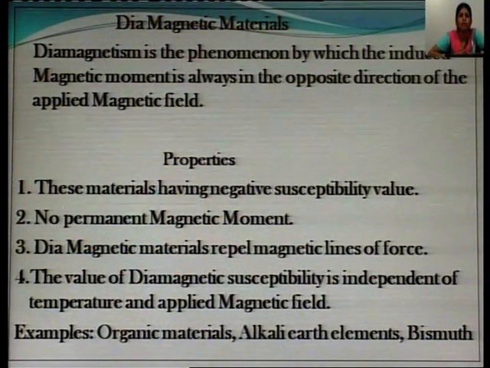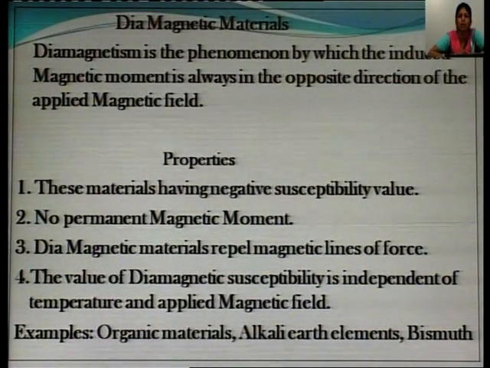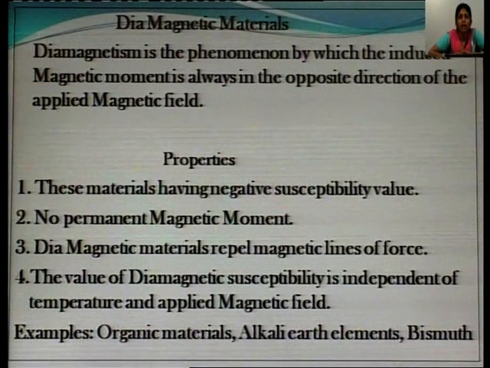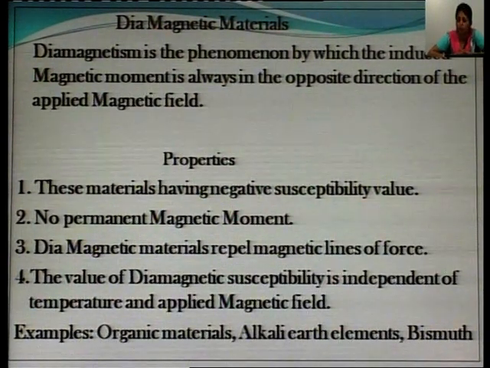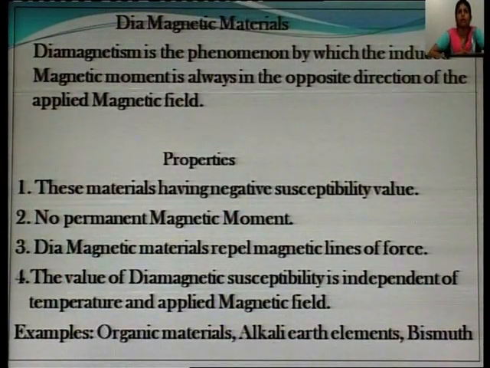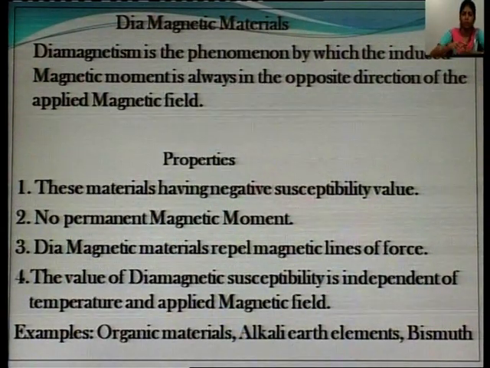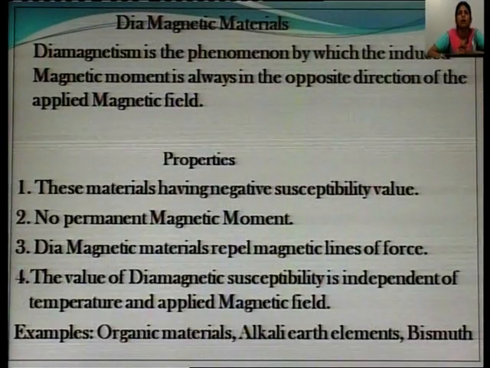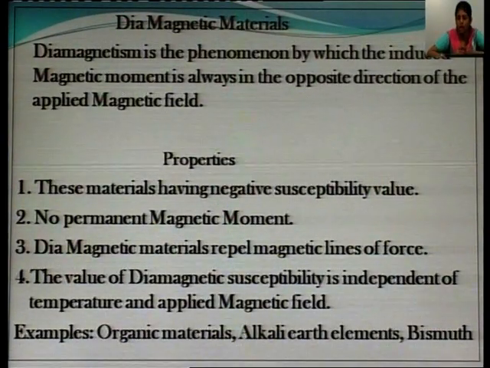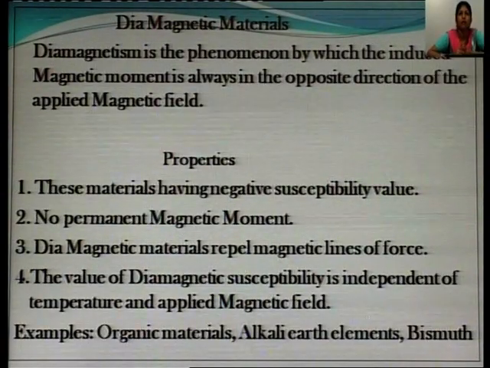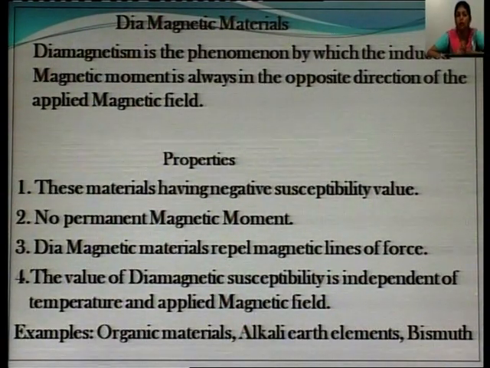Now, examples are organic materials, alkali earth elements and bismuth. And the alkali earth elements, you can say that sodium chloride, zinc, these are the examples of diamagnetic materials. So, diamagnetic materials are those materials which are repelled by a strong magnet, and these materials have permeability less than 1.